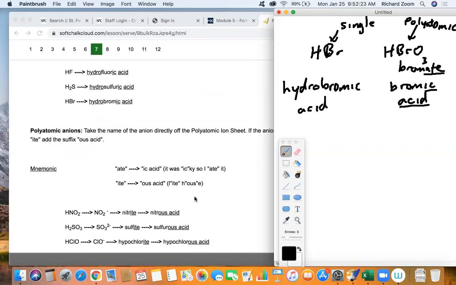So you can see I've got some examples here. HNO2 is from nitrite, that's nitrous acid. H2SO3 is from sulfite, that's sulfurous acid. And HClO is hypochlorite, which would be hypochlorous acid. Does anybody have any questions about the naming of acids? Anything at all?